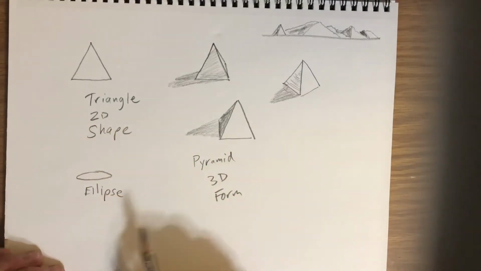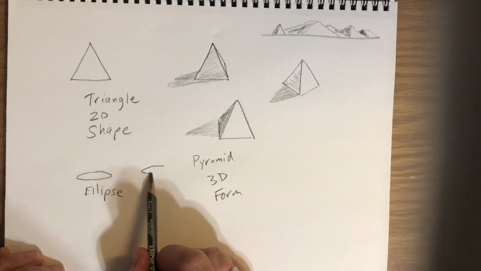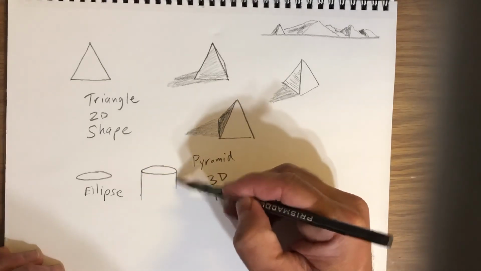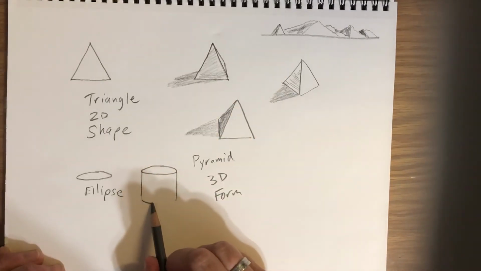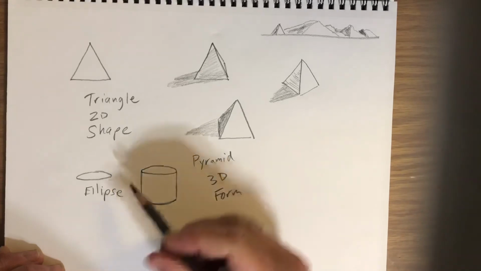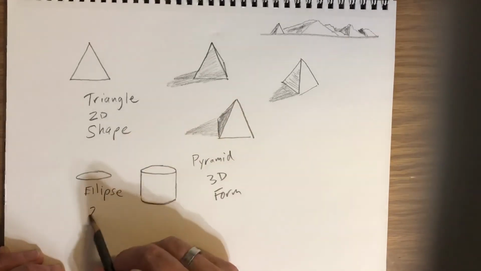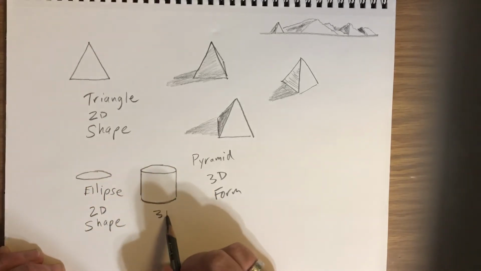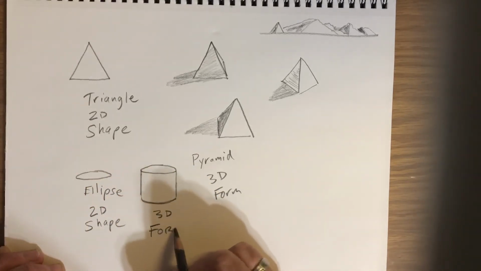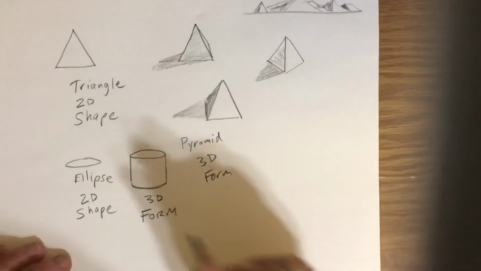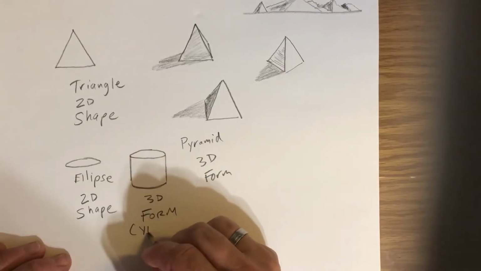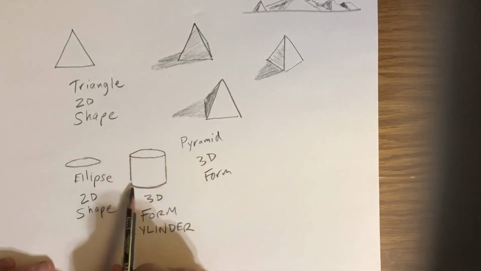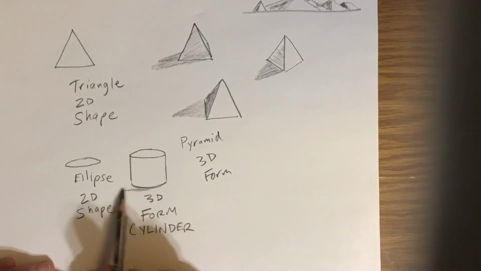Well, let's take this ellipse and give it some vertical lines, and now we have a cylinder. So the ellipse is a two-dimensional shape. The cylinder is a three-dimensional form. Cylinder. Okay, since it's a form, we want to put some shadow on it.